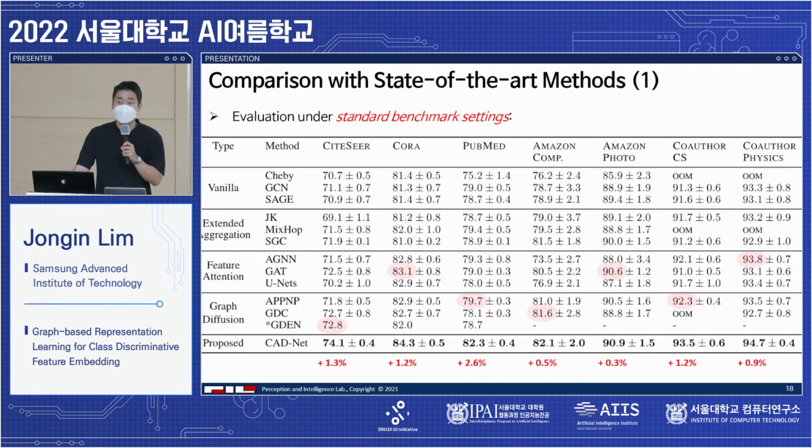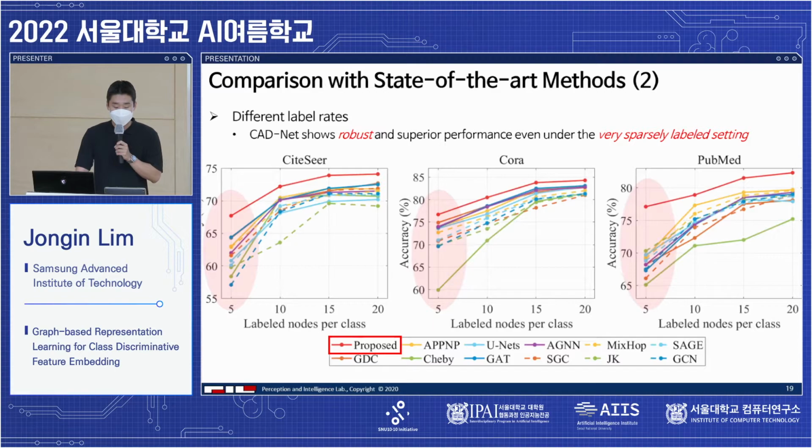Next, we compared our method with the state-of-the-arts. In this table, we compare the results under the standard benchmark settings. For all datasets, our method outperforms the state-of-the-art by a large margin. To further demonstrate the effectiveness, we then explored the ability to maintain the performance with a smaller number of labeled samples. As can be seen here, our method shows robust and superior performance even under the very sparsely labeled setting, which clearly supports that our method could learn better representations capturing long-range dependencies.